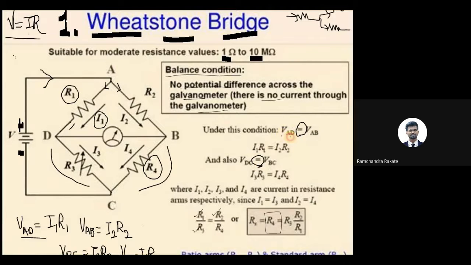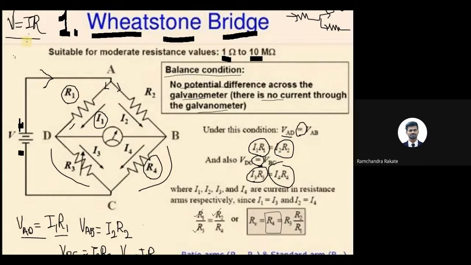Now we know the value of VAD, that is nothing but I1 R1. So here I1 R1, then in the same way I2 R2, I3 R3 and I4 R4. Okay. Now let us just concentrate here. I1, I2, I3 are currents and R4 is resistance, correct?